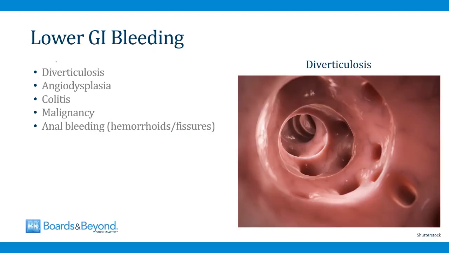Some of the common causes of lower GI bleeding are shown on this slide. In the video on colorectal disease, I talk about diverticulosis and angiodysplasia, and both of these conditions can cause lower GI bleeding. Any cause of colitis can cause lower GI bleeding, so this could be ulcerative colitis or ischemic colitis or infectious colitis as well. Malignancies, especially colon cancer, can cause lower GI bleeding. And then lastly, there are many causes of anal bleeding, things like hemorrhoids and fissures. These commonly present as lower GI bleeding.